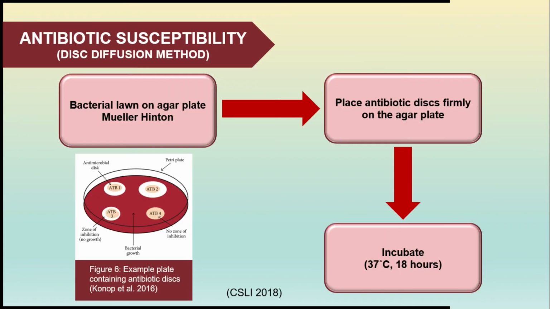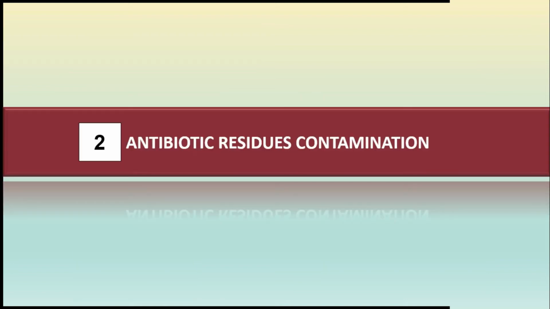After done with all the microbial contamination procedures, the antibiotic susceptibility test will be conducted, and the disc diffusion method will be used. So basically, in this part, the bacteria from the previous procedure will be placed on Mueller-Hinton agar, and then antibiotic discs will be placed firmly on the agar plate as shown in figure 6. And last but not least, the plate will be incubated for 18 hours at 37 degrees Celsius. Now let's move on to antibiotic residues contamination.